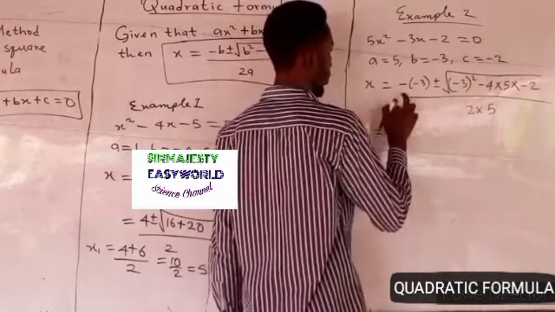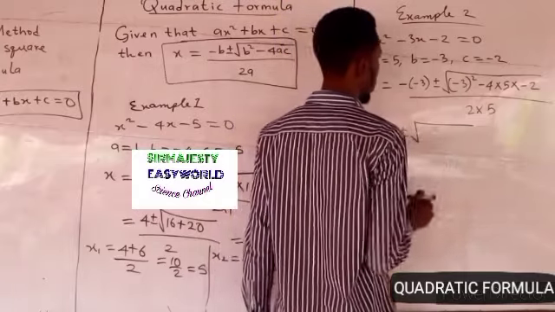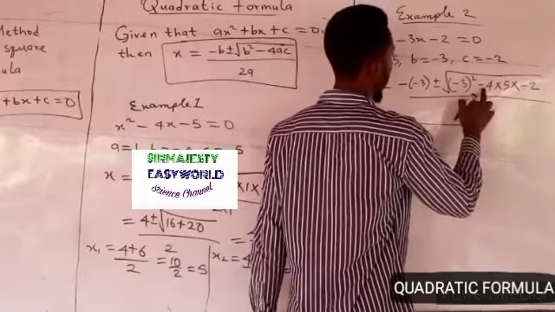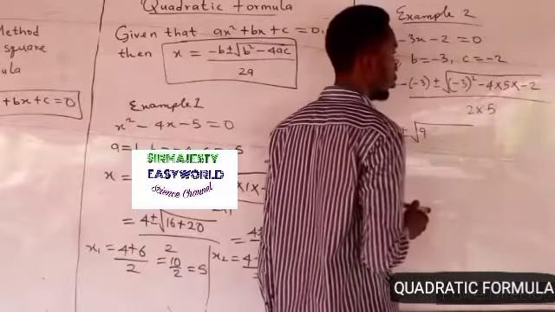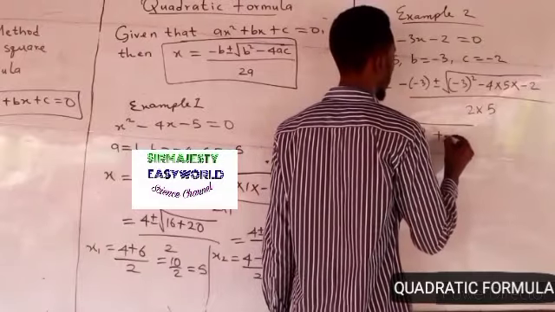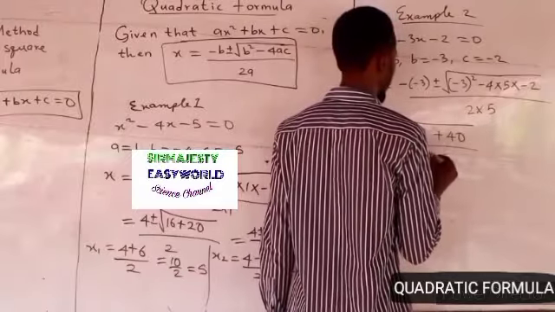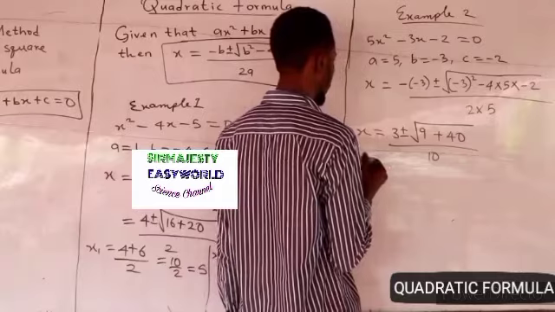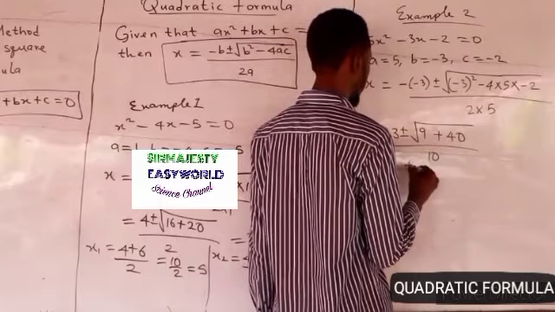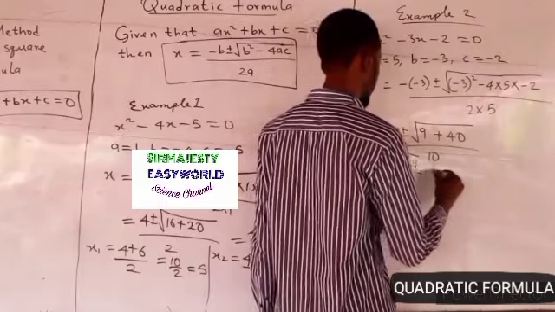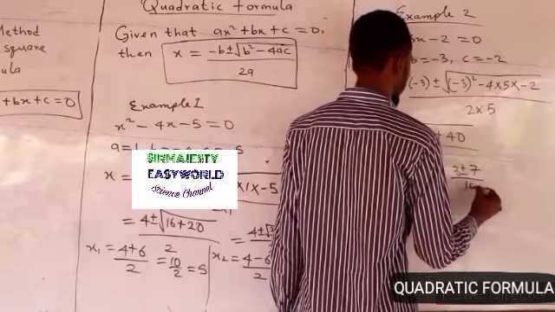Now we simplify. X is equal to minus minus, as minus times minus is plus. So the square root of minus 3 squared is 9. Minus 4 times 5 will give us minus 20. Minus 20 times minus 2 will give us plus 40, because negative times negative is positive. All over 2 times 5 gives us 10. So now we have x is equal to 3 plus or minus 9 plus 40 is 49. So we have 3 plus or minus the square root of 49, which is 7, all over 10.